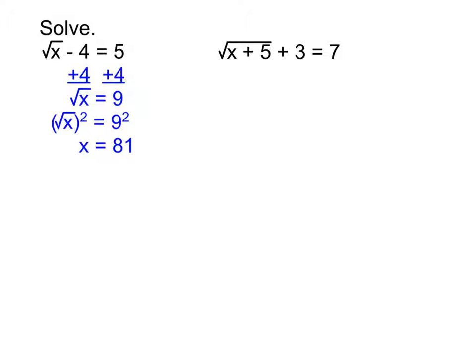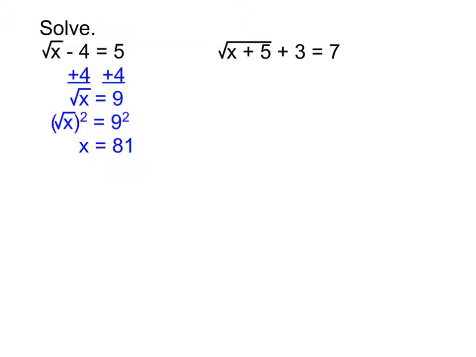And we can even prove that that's the right answer, because if you take that 81 and plug it back in for x up here, square root of 81 is 9. 9 minus 4 is 5. It works. Okay, let's go to the next one over then.